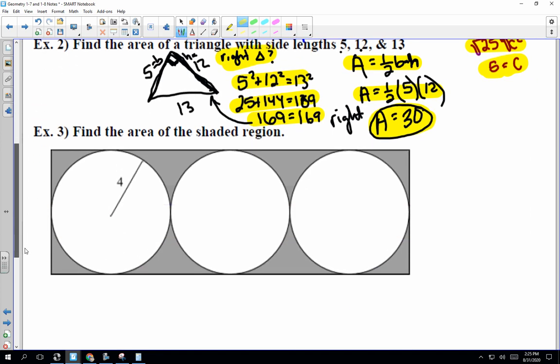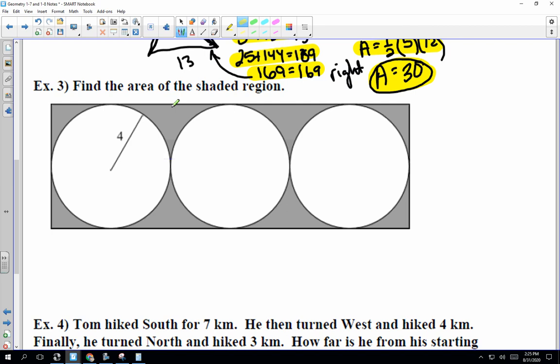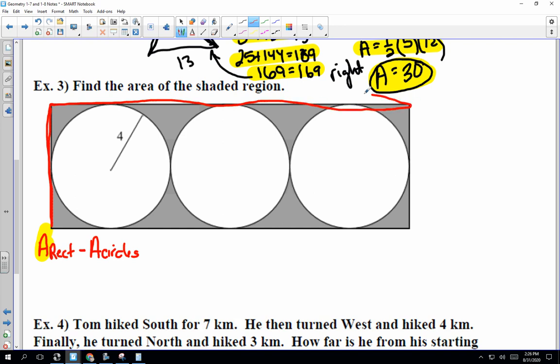Okay, guys, 2 more examples and then we are done. Find the area of just the shaded region. So we're going to take the area of the rectangle and minus out the area of the circles. It should be pretty easy, except, oh my goodness gracious, I don't have a length or a width. Oh no, what am I gonna do?